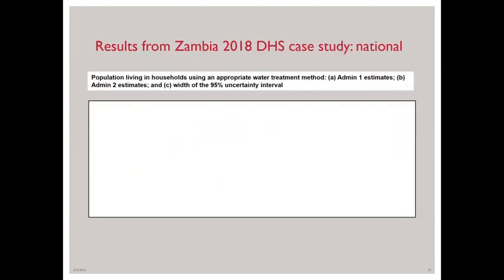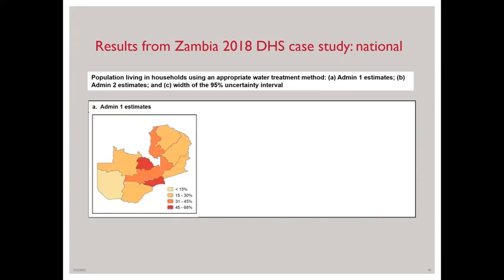So we'll now be presenting results from a case study to explain what output we produce through this modeling process and describe how these results can be used by in-country partners. The case study presented today will be the indicator population living in households using an appropriate water treatment method. So for this indicator, the higher the percentage, the better the outcome, while the lower the percentage, the worse the outcome. We'll be presenting the results of this indicator from the 2018 DHS survey conducted in Zambia.